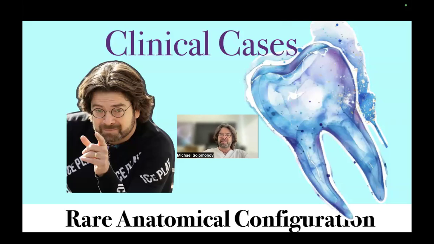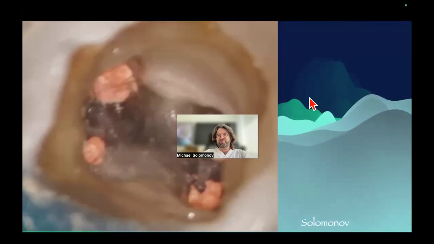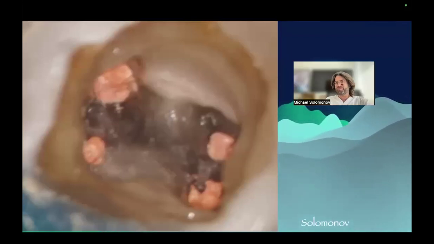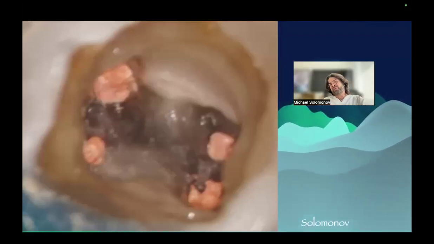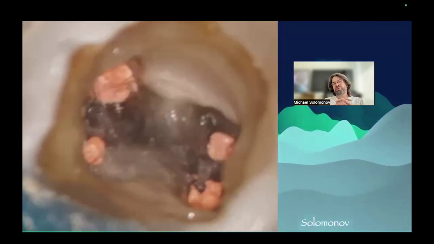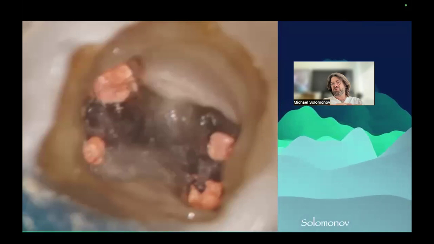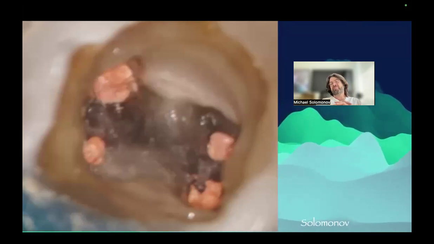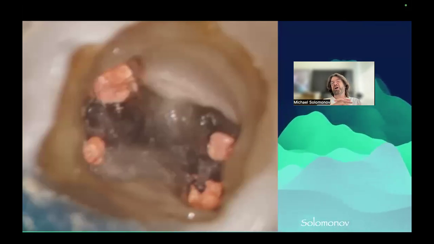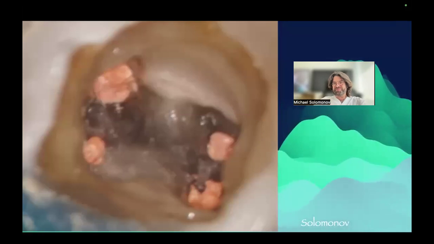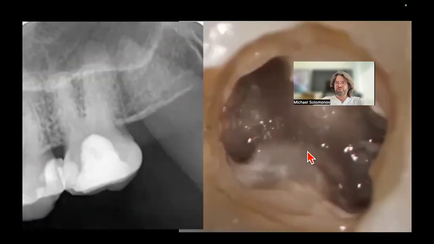This specific case was interesting for me because of its rare anatomical configuration. I think if I put this clinical picture on social media and ask what the number of the tooth is, many dentists will answer that it's some type of lower molar, but it wasn't a lower molar. This is why I want to show you this case. It was an upper molar after first aid.